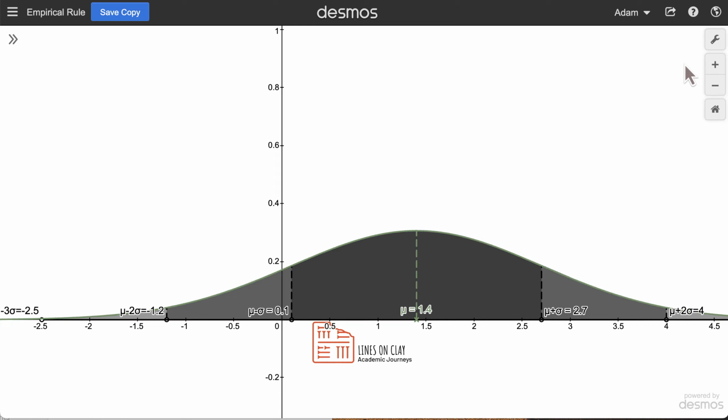If wishes were fishes, if all we had was a situation where all of our data was normally distributed and we had a nice big data set, then we could just use the empirical rule all the time. We could, for instance, have a mean of 1.4, and then we'd be able to say 68% of our data fell within one standard deviation of the mean, and so on and so forth.